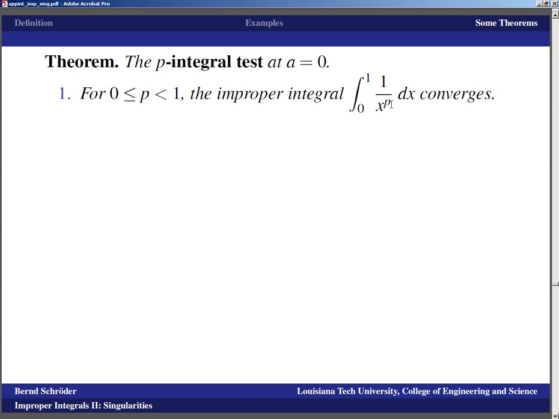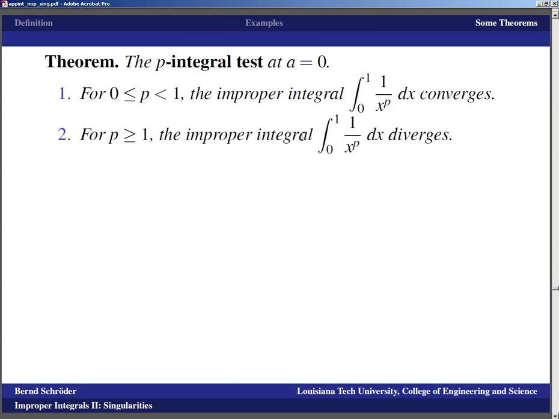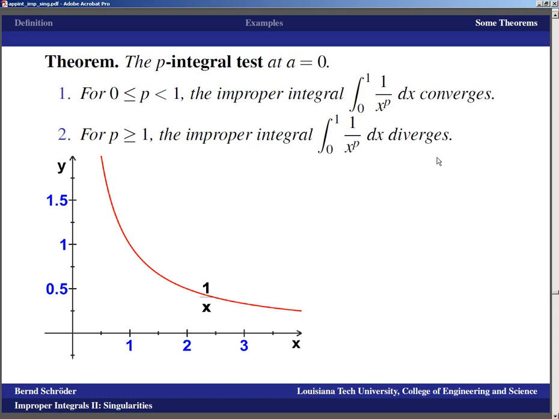So what do we have here? We've got x to the minus p, right? And if we integrate that, we would add another 1. And if p is between 0 and 1, that means we would get a positive, or at least a non-negative exponent. And that means that the limit as x goes to 0 exists. So these integrals converge for p between 0 and 1. For p greater than or equal to 1, the improper integral diverges. If you compare that with the analogous theorem for integrals from 1 to infinity, convergence and divergence have exactly been switched.